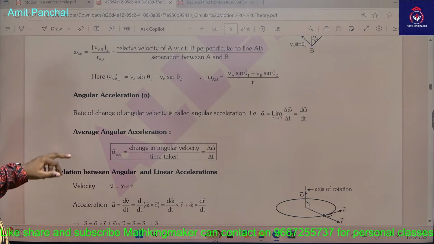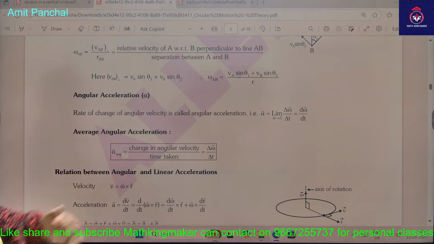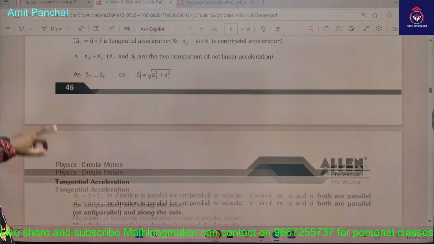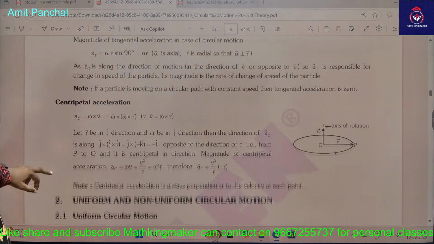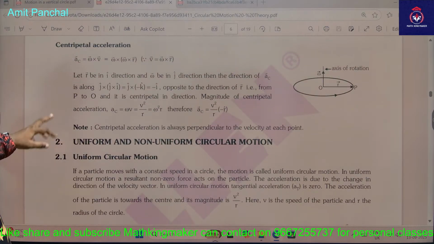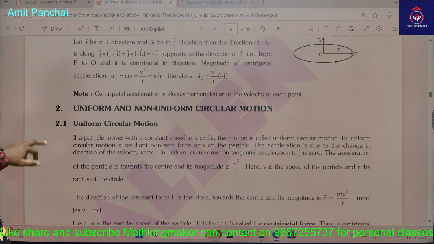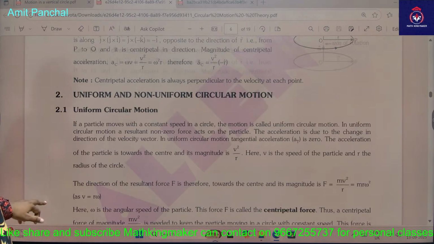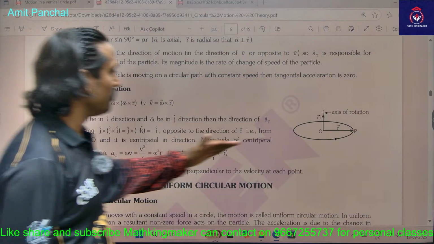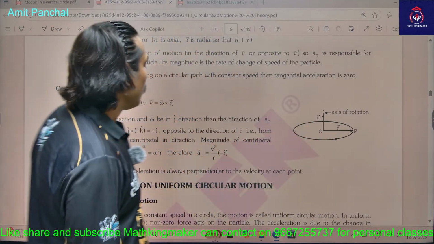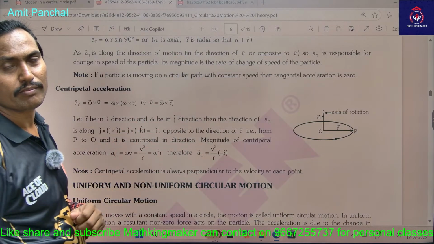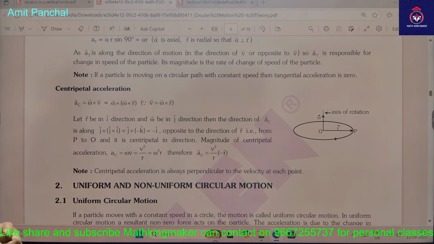What is angular acceleration? It will be the change in angular velocity divided by time taken. What's tangential acceleration? Centripetal acceleration also. Tangential acceleration is the change in tangential velocity divided by time.